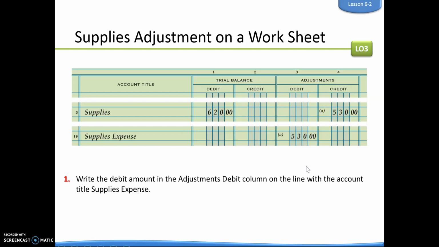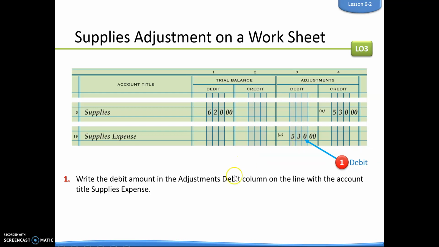Too often where kids get tripped up is that they will put the $90 over here as an adjustment, and that's not correct. Because if you read what the transaction says, it says that we still had $90 of supplies on hand. That is not the adjustment amount. So you always have to figure the adjustment. If you don't do any figuring, it means that you did something wrong.